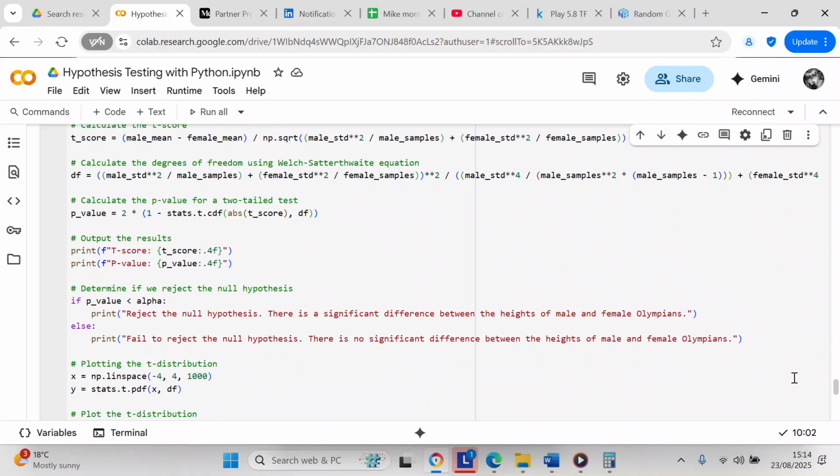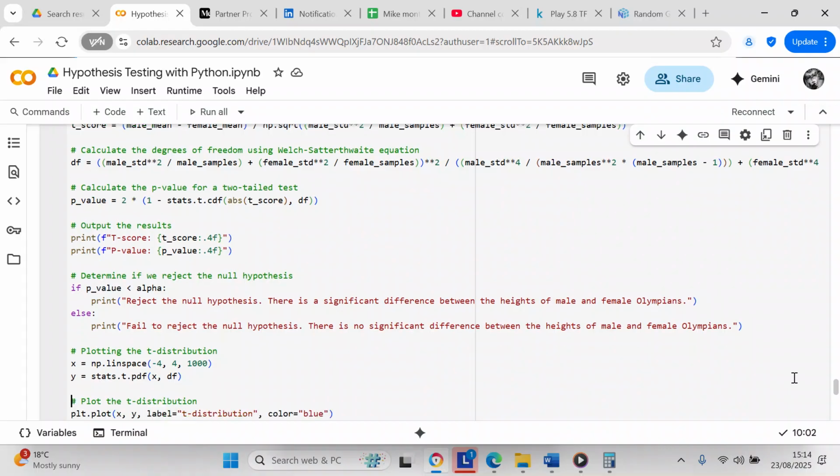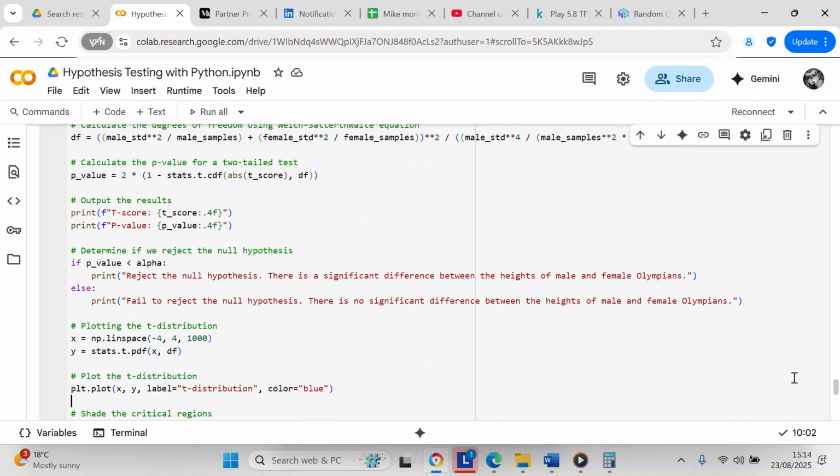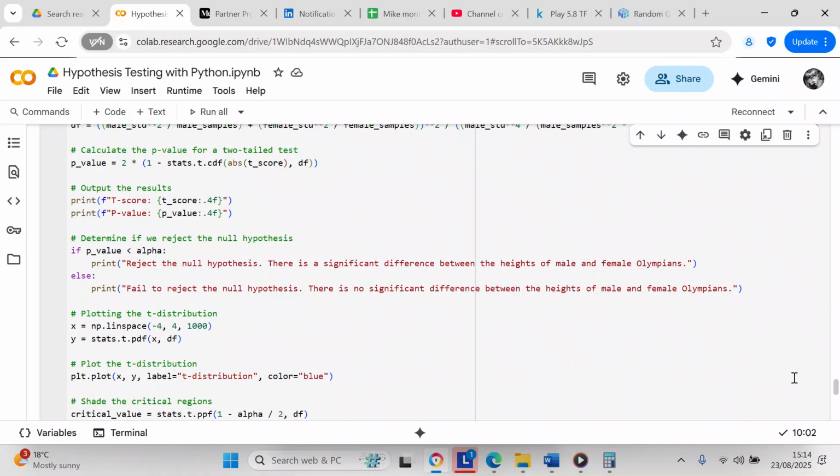So we're going to plot the t-distribution. x equals np.linspace brackets -4, 4, 1000 brackets. y equals stats.t.pdf brackets x, df. So t is the t-distribution and pdf is probability density function. Then plt.plot brackets x, y, label equals t-distribution, color equals blue.